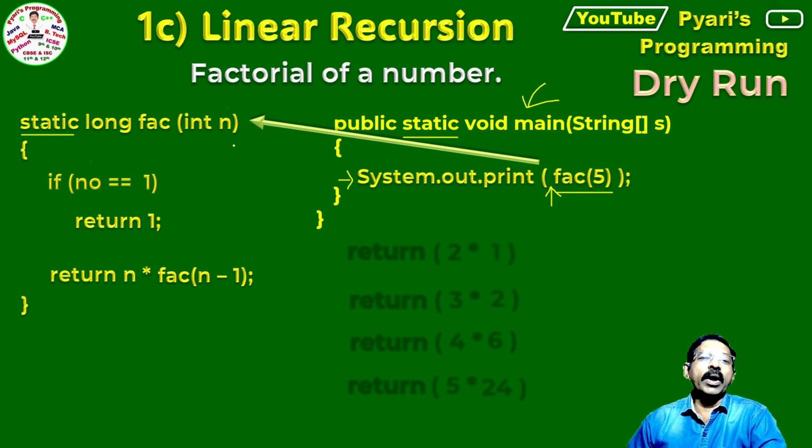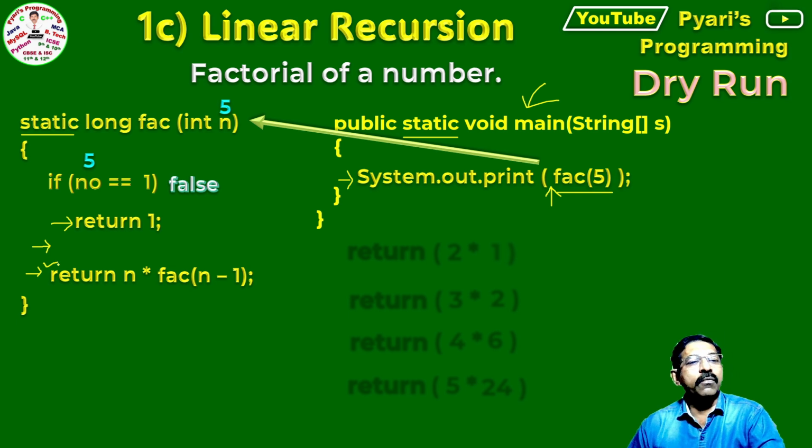What is the value of n? The n value will be 5. If n equals 1, 5 equals 1, the condition is false. So it will execute this statement. I don't need to use else over here, because if it is true, then it will execute this one. If it is false, directly it will execute this one. Irrespective of the else part, it will execute this one. So that's why the else part is not used over here.